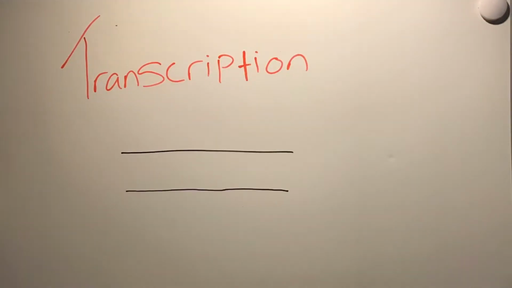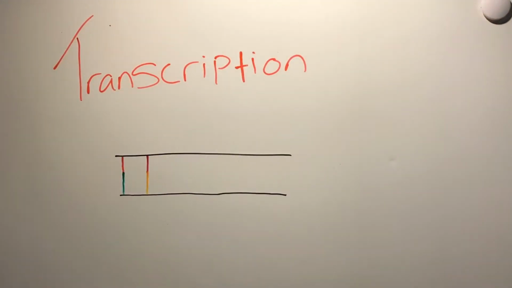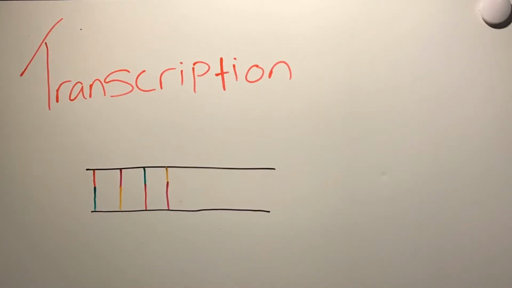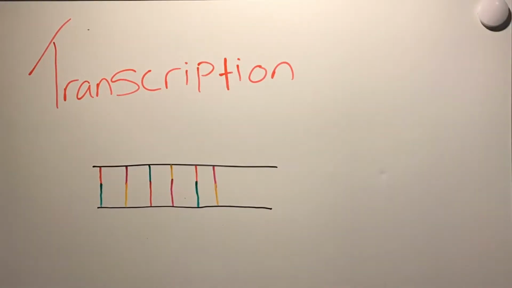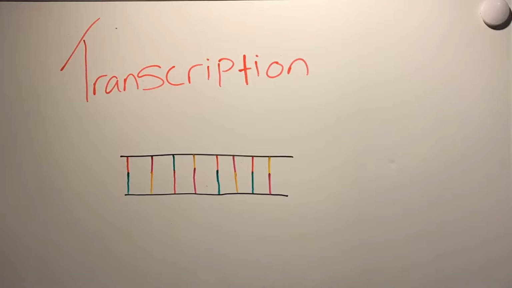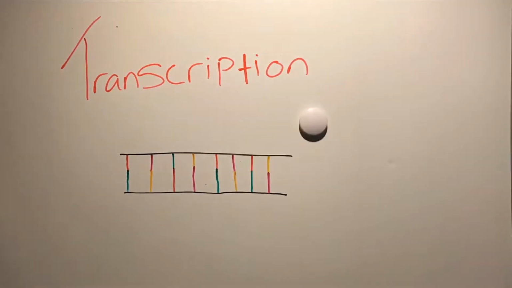Transcription is the first step in turning DNA into a protein. This process is where one strand of DNA is copied into a new molecule known as mRNA, or messenger RNA.